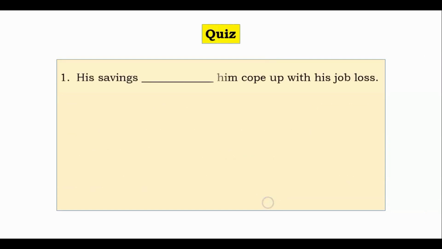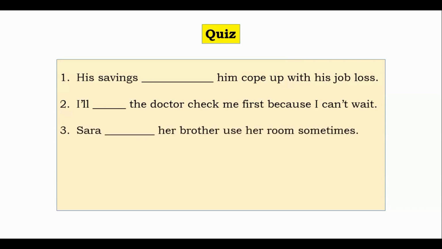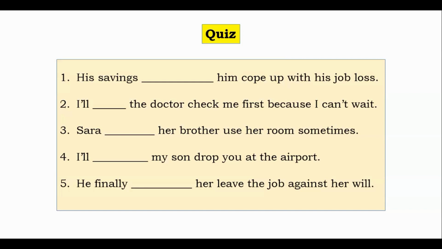Let us look at the simple quiz of the day. First sentence, his savings dash him cope up with his job loss. Second one, I'll dash the doctor check me first because I can't wait. Next one, Sarah dash her brother use her room sometimes. Next one, I'll dash my son drop you at the airport. Last one, he finally dash her leave the job against her will.